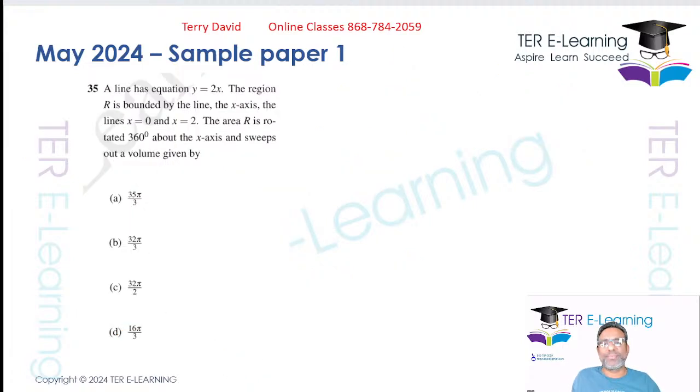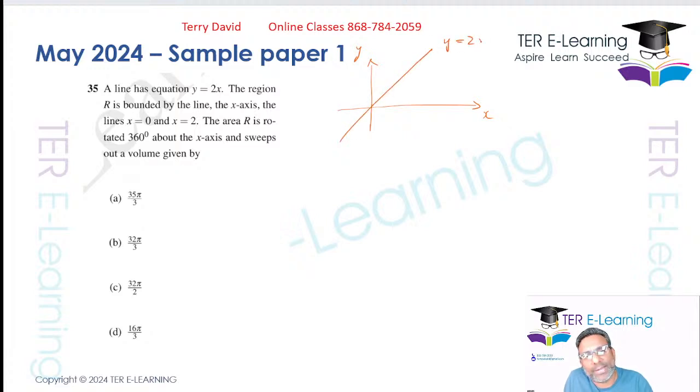Question 35, we have a line and it has an equation y is equal to 2x. The region R is bounded by the line, the x-axis, the lines x is equal to 0, x equal to 2, and that area R is rotated 360. So this is a volume question here. Try to visualize what's happening. We have our x-axis, we have your y-axis. Now y is equal to 2x is going to look like this. So this here is y is equal to 2x.